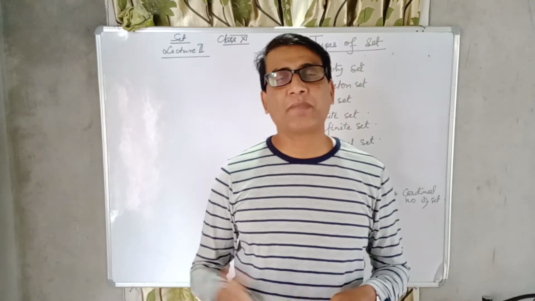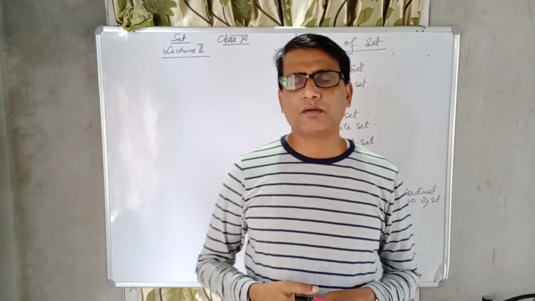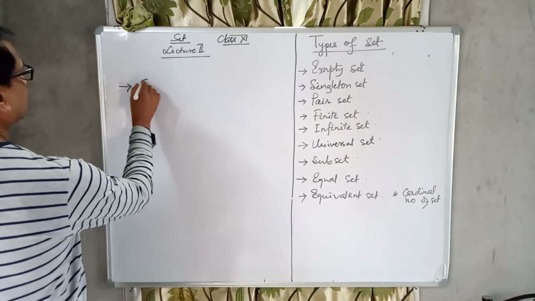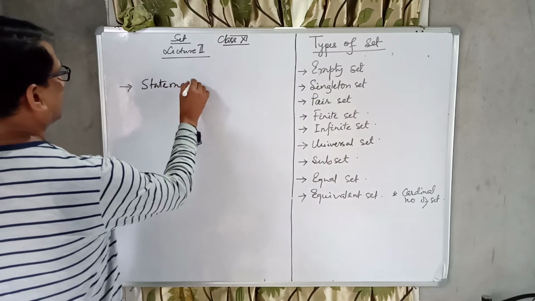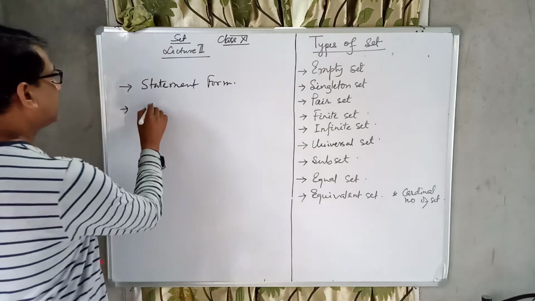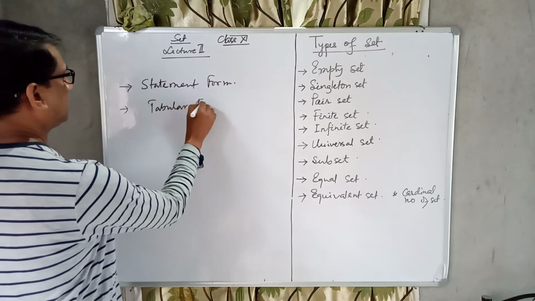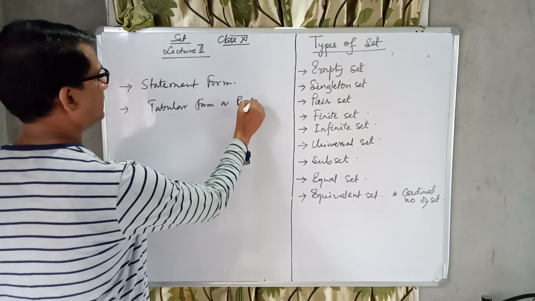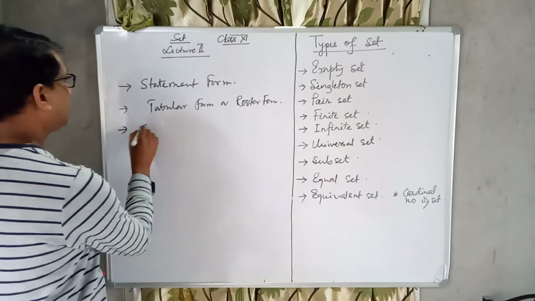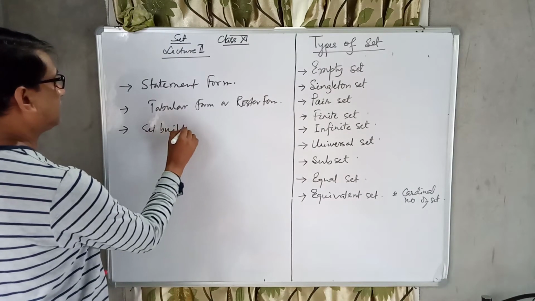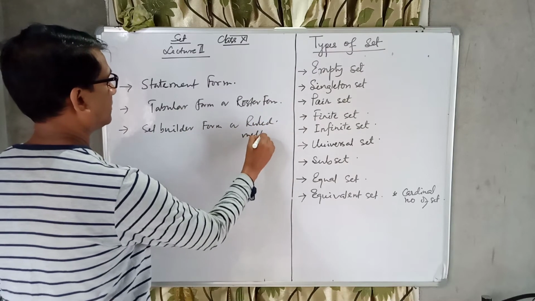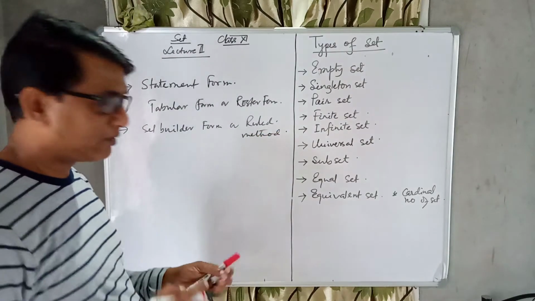And the representation of the set is what? There are three types of representation. First one is statement form. Second one is tabular form or roster form. And the third one is set builder form or rule method. These three things were already learned in the last class.